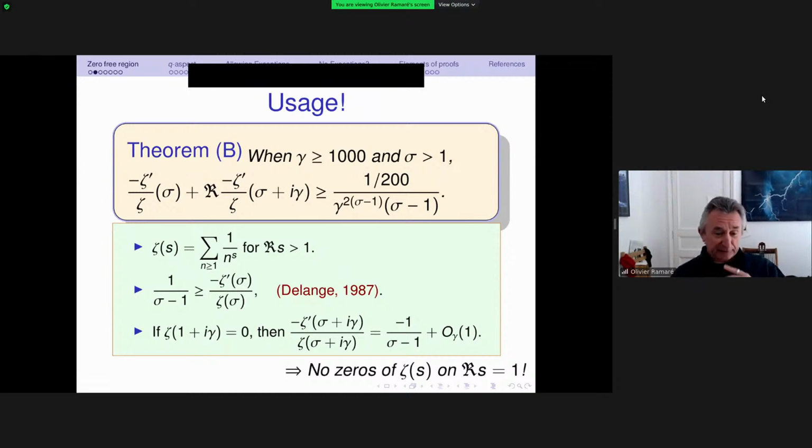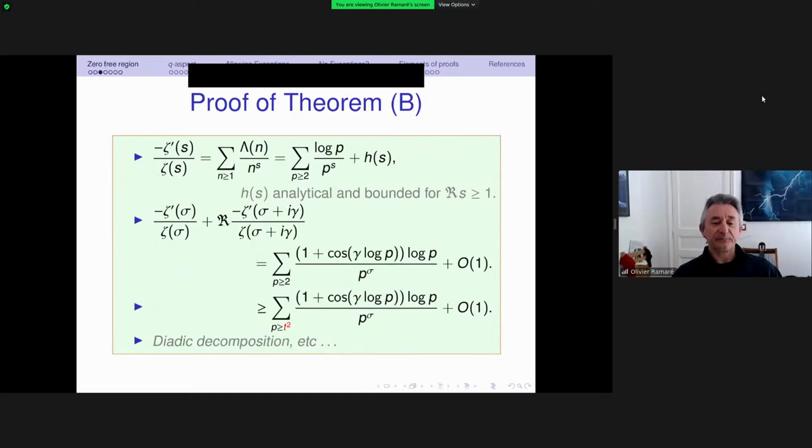Okay, so now I have to prove theorem A, but first I have to prove theorem B from theorem A. And that's very easy, really. I do it for younger people. Minus ζ'/ζ can be expanded into the Dirichlet series. It's the sum of Λ(n) by n^s. Λ(n) is the von Mangoldt function. It's a non-negative function. And essentially, it's log p when n is a prime.